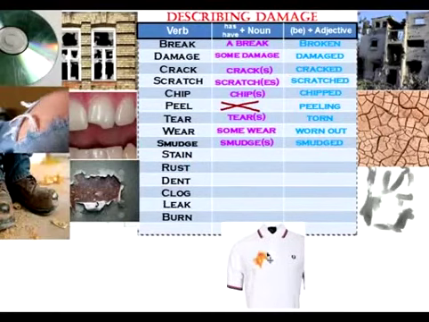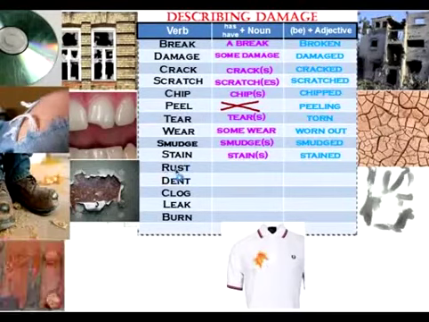Stain is similar, right? If we look at the shirt, we could say it has a stain or stains, and it is stained. So that's more for the clothes. When you have something on the clothes and you can't clean it, or you try and clean it and it doesn't go away completely. Okay?